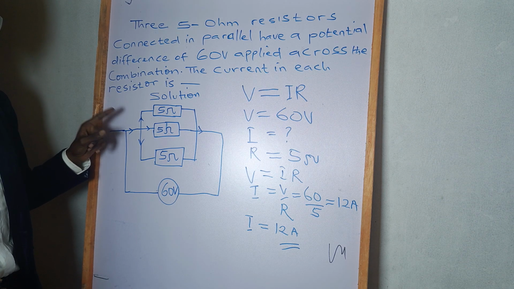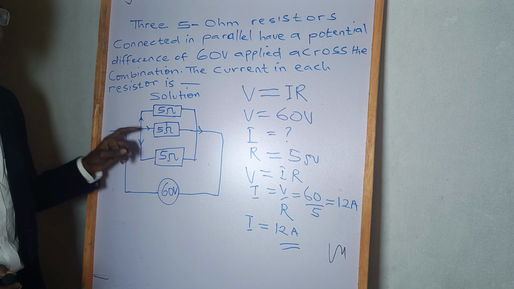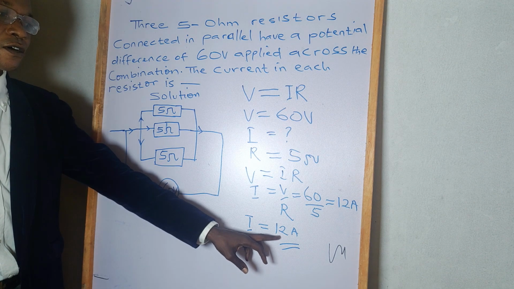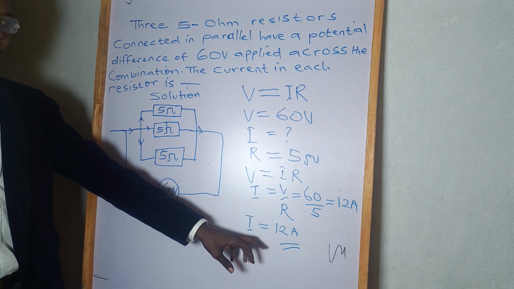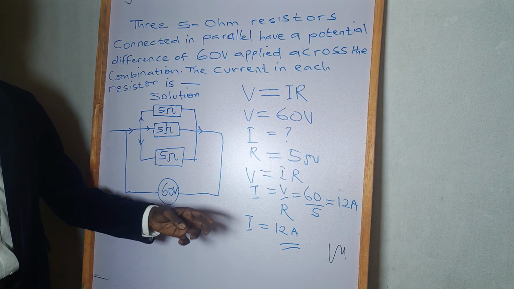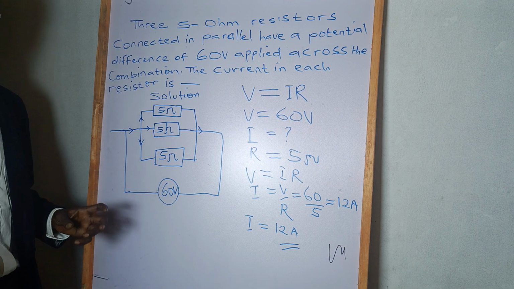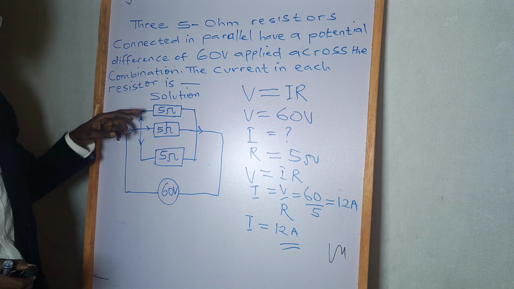The total current in the circuit will be the answer when you multiply this by 3. When you multiply this by 3, you get 36. But you are not told to find that. This is only what you are told to find.